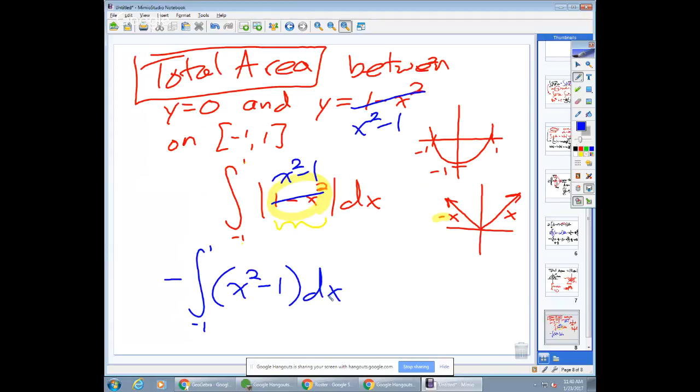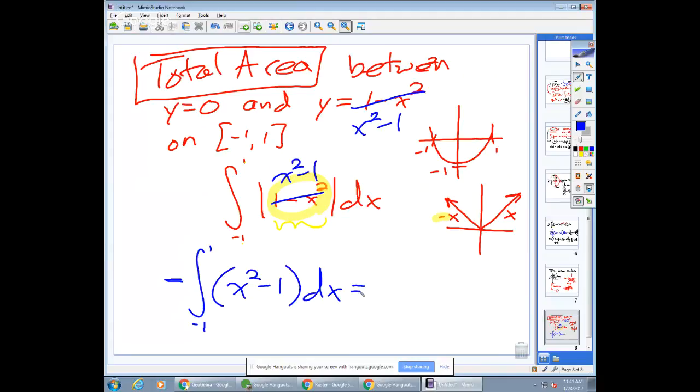So to get rid of the absolute value, my only choice is to put a negative out there. If it changed sign multiple times in the integral, we would have to break the integral up into each part: negative part, positive part, negative part, positive part. We'll do that for the sine next. All right, so that's what we got to do. So let's try it and see what happens.